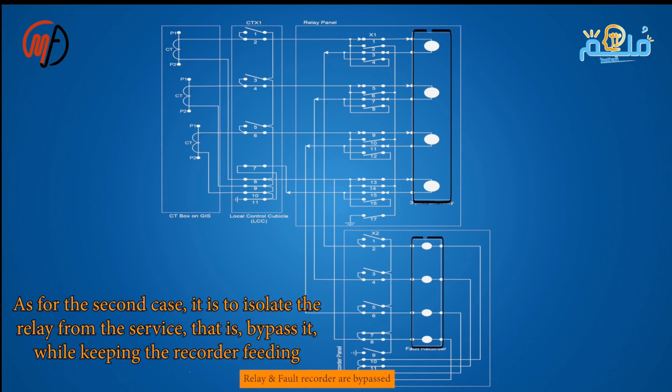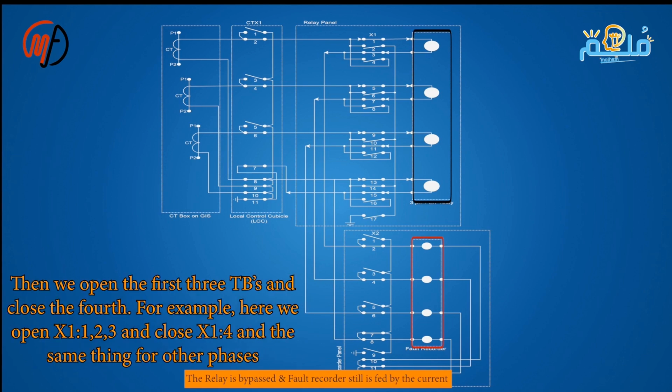As for the second case, it involves taking the relay out of service, meaning we bypass it while keeping the voltage recorder powered. So we open the first 3 TBs and close the fourth. For example, here we open X1 terminal 1, 2, and 3 and close X1 terminal 4. The same goes for the other phases and grounds. The current flow will be as follows.